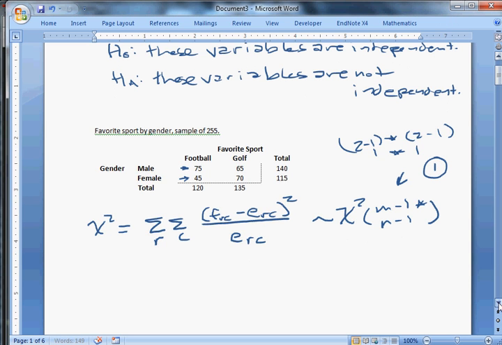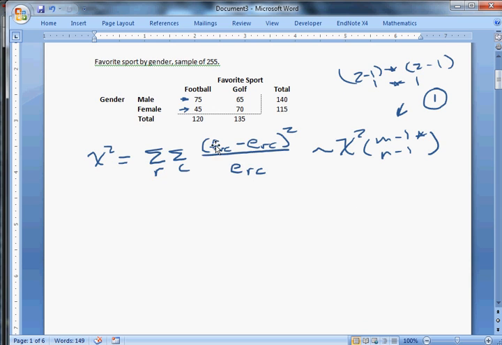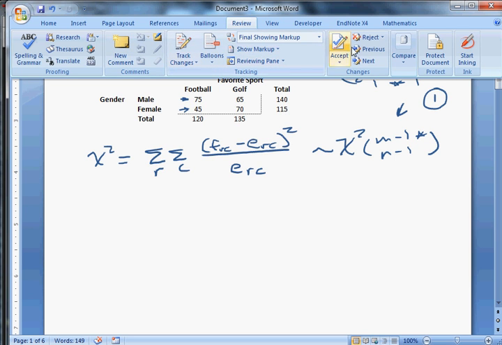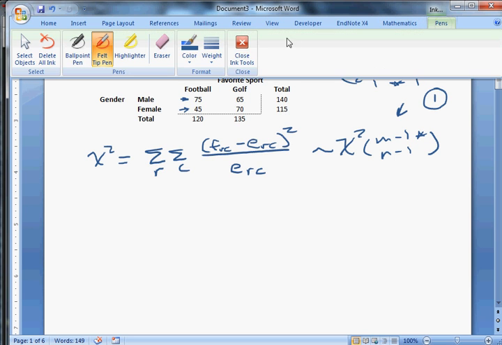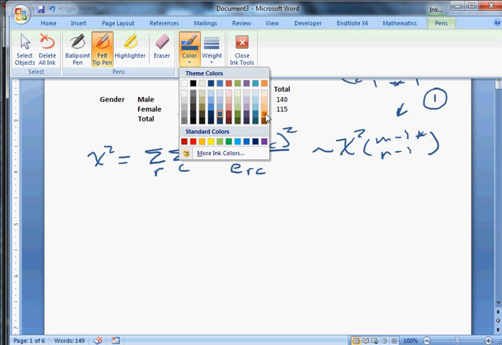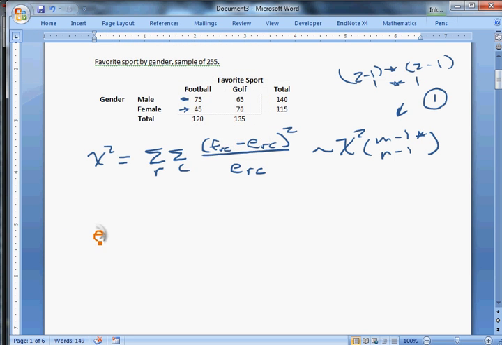Okay. Now, in order to calculate this, we're going to need our expected values. So, how do we do this? Well, if they're independent, then this will be true. Let me write it out. If they're independent, then the frequency we'd see for row R and column C will be the row R total times the column C total divided by the sample size.